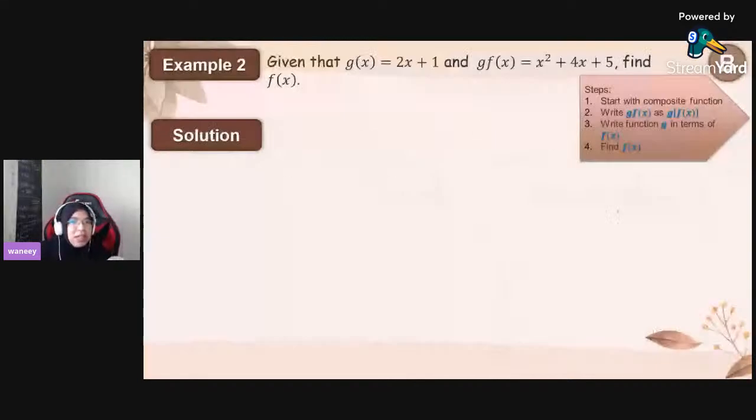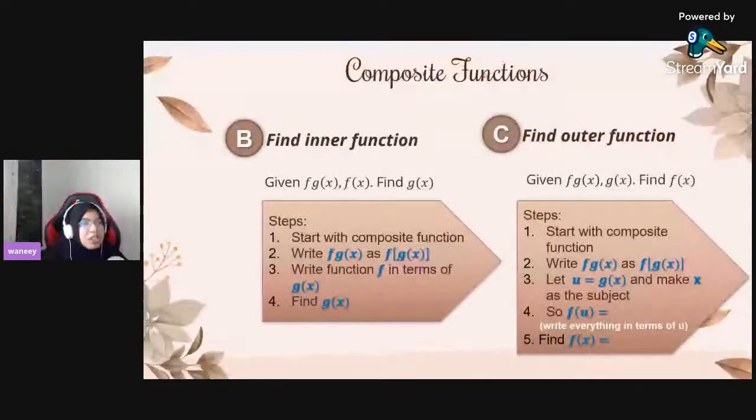Okay. Right, so this is P. Given that g(x) is 2x plus 1, g(f(x)) is x squared plus 4x plus 5. Find what is f(x). So you need to find f(x). Do check where is the f based on the composite function. The composite function, we have g(f(x)). So f is over here. So f is the inner function, so we want to find the inner function. Make sure you refer to the note, the inner function. So that means this is case B because we want to find the inner function.